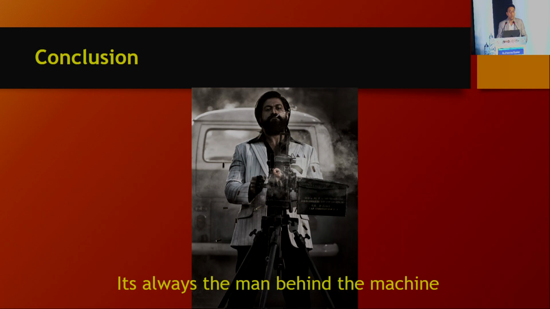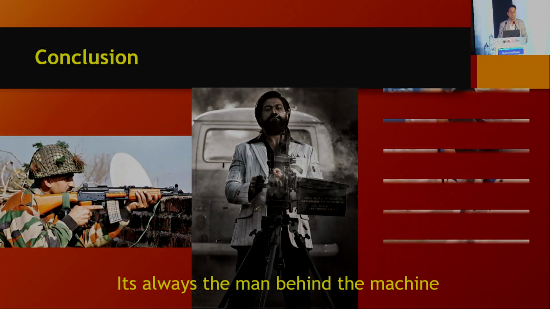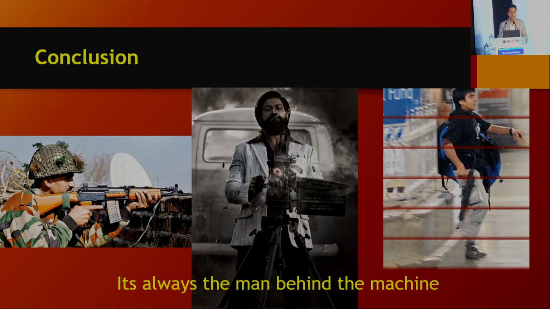Nowadays we are living in a privileged world where we have so many machines. So we should use machines judiciously. When we have to use them and how we have to use them depends on the man behind the machine. So it is upon us how we use the machines judiciously.